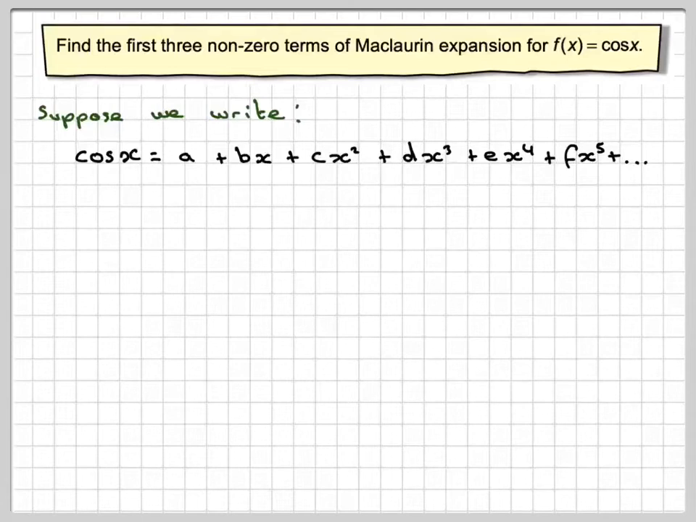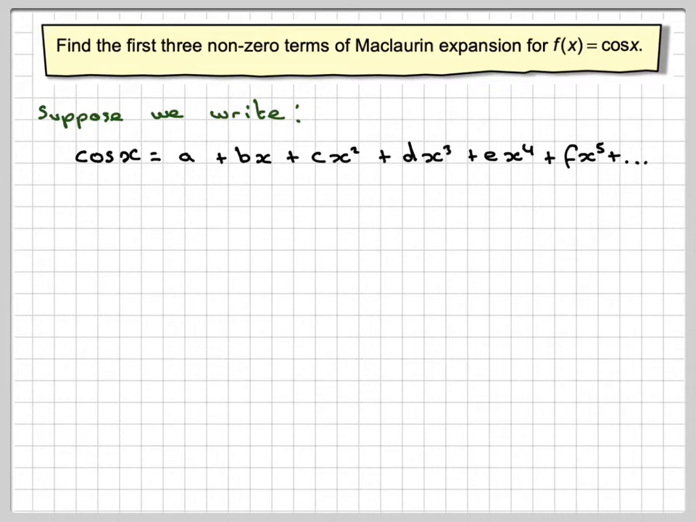In this video, we're going to find the first three non-zero terms of the Maclaurin expansion for f of x equal to cos x. So suppose we could write cos x as a plus bx plus cx squared plus dx cubed plus ex to the 4 plus fx to the 5. So we're trying to approximate cos x as a polynomial. Please remember that x must be measured in radians.